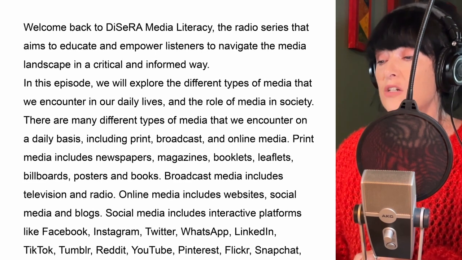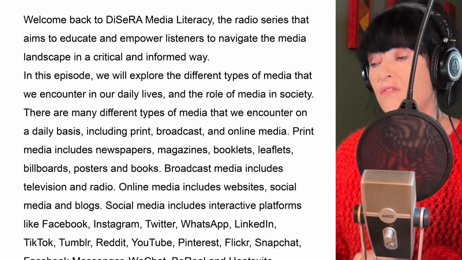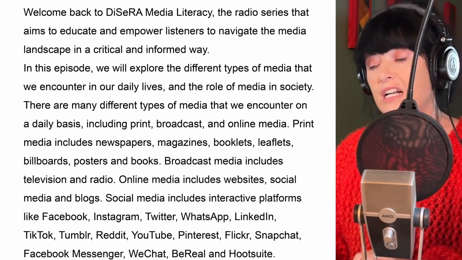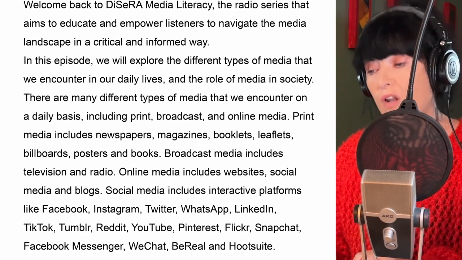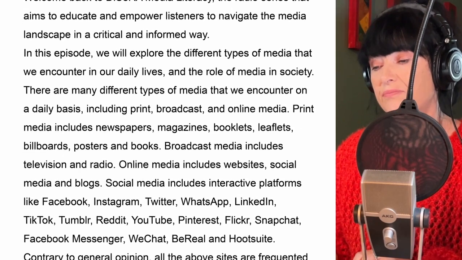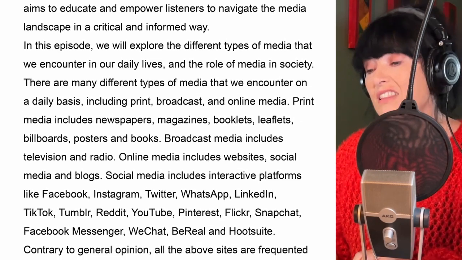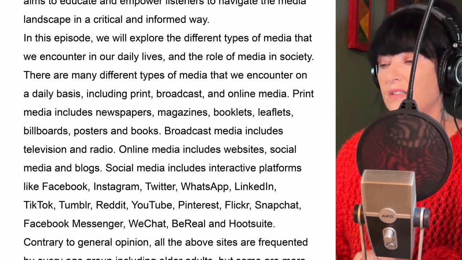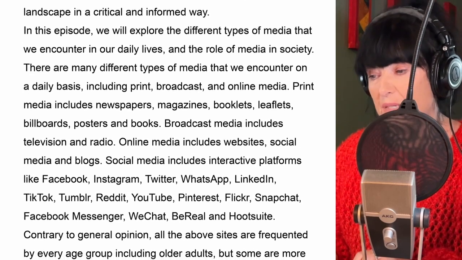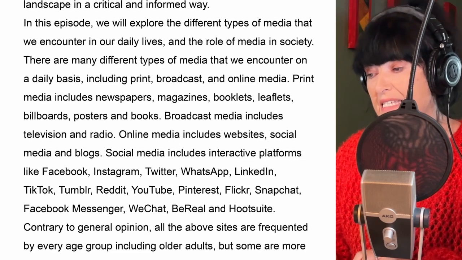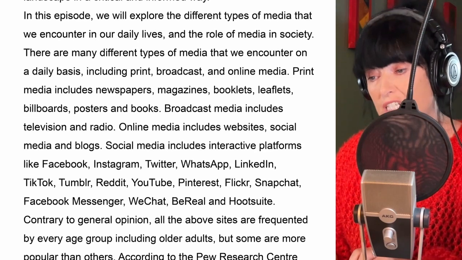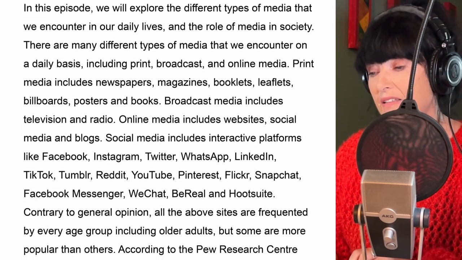In today's lesson, we will explore the different types of media that we encounter in our daily lives and the role of media in society. So, what are the types of media? There are many different types of media that we encounter on a daily basis, including print, broadcast, and online media.